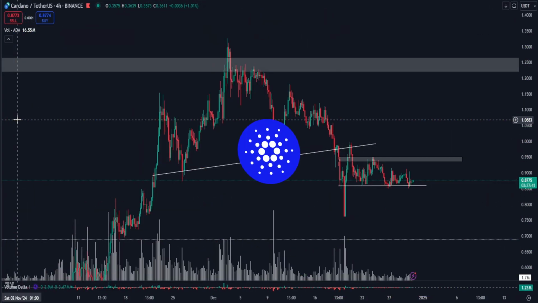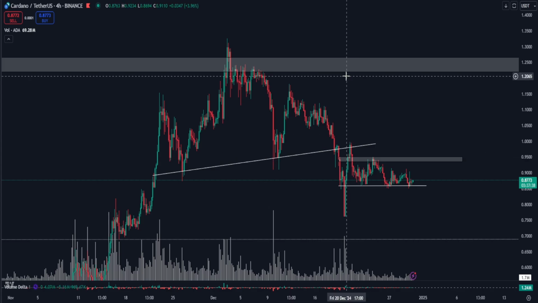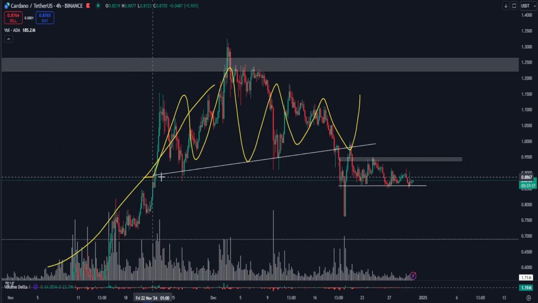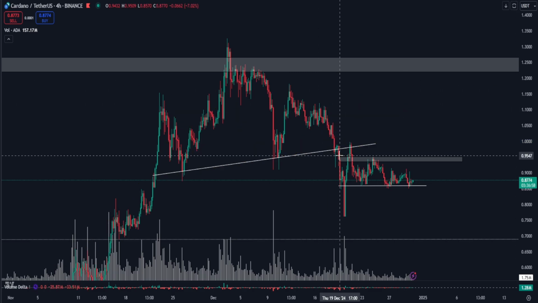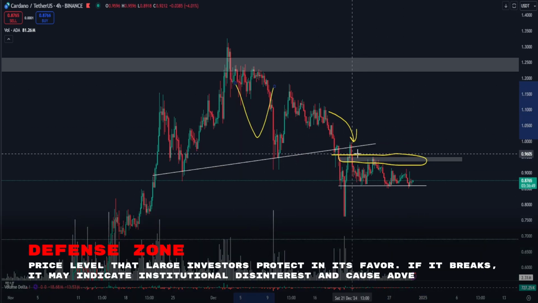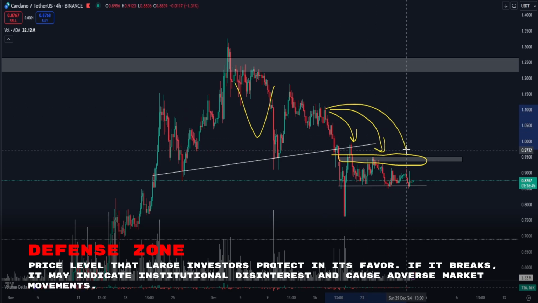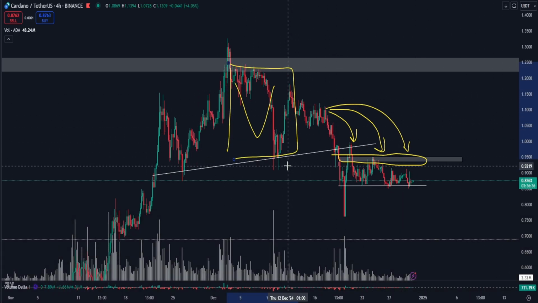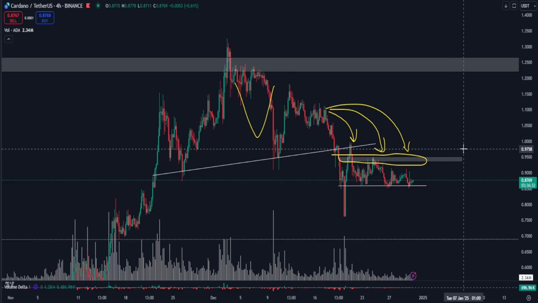Let's now take a look at Cardano's chart, also on the 4-hour time frame. Notice how, after these strong upward moves, the price entered a distribution phase, which has since broken decisively through its creek. At the same time, we're left with this upper defense zone, where sellers are clearly stating, this is where we draw the line. If we go any higher, our positions will start turning red. So far, this defense zone has done an excellent job, but we do expect that eventually it will break to the upside.